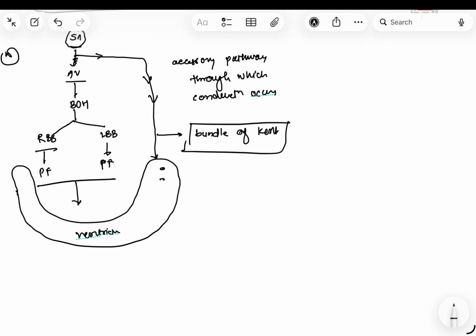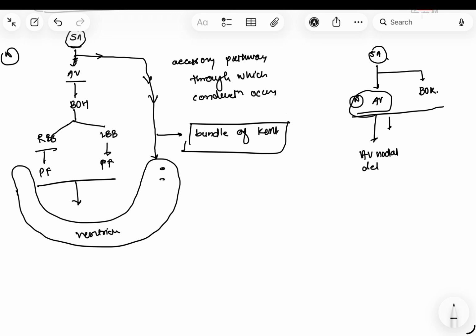So understand, the SA node has generated an impulse. It will give the impulse through its natural pathway, that is from the AV node, and it will also provide the accessory pathway, that is the bundle of Kent. Now what happens here is the natural pathway will have AV nodal delay, and this delay is absent through the bundle of Kent, right?